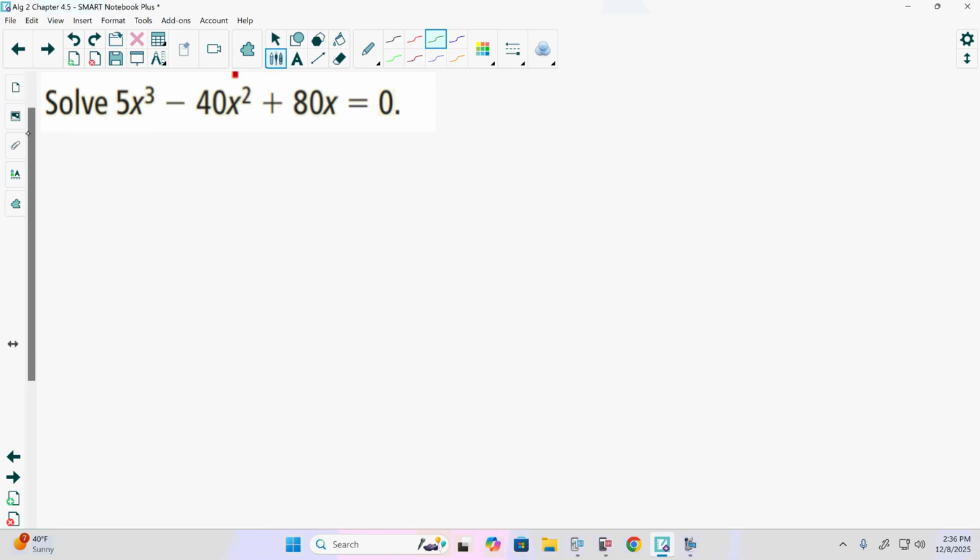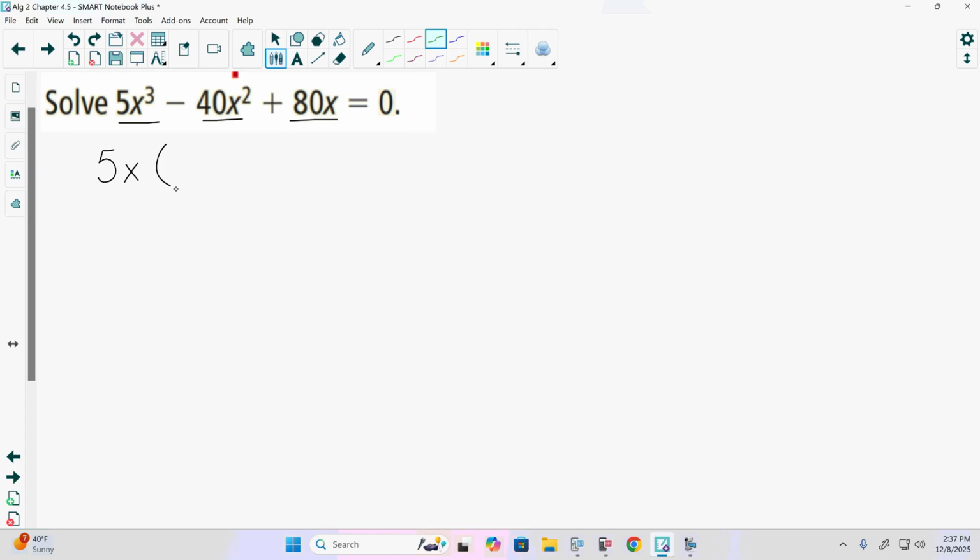5x cubed minus 40x squared plus 80x. So if we're going to solve this by factoring, I would first look for a greatest common factor between these three terms, because we have no other way to factor this if there is no greatest common factor between these three. Well, 5, 40, and 80 do all have a common factor of 5. X cubed, x squared, and x have a common factor of x. So we can indeed factor 5x out of all three terms.